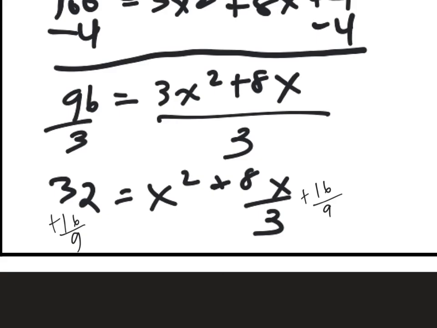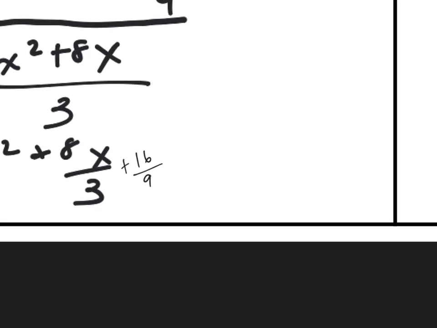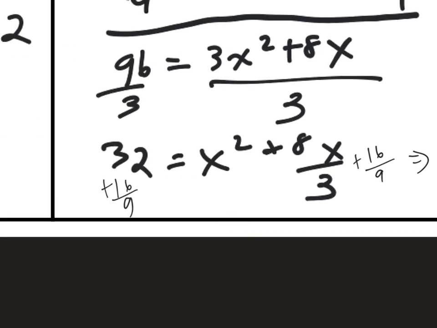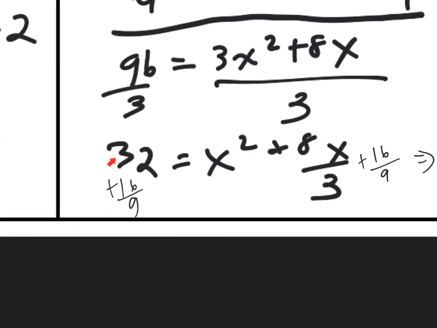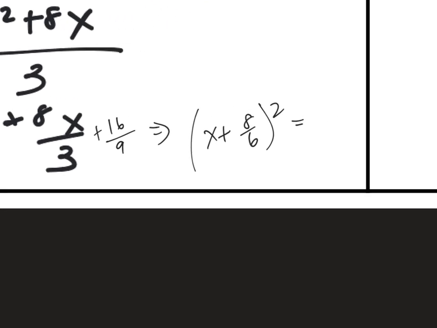And then I want to factor this as my perfect square trinomial, right? So this is going to be x plus 8 over 6 squared equals, and then when I combine these two like terms, I end up getting this value, 304 divided by 9.